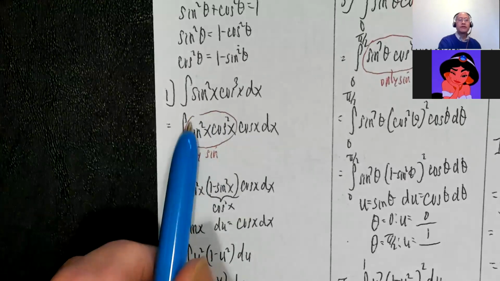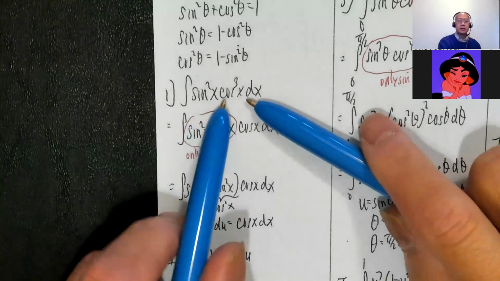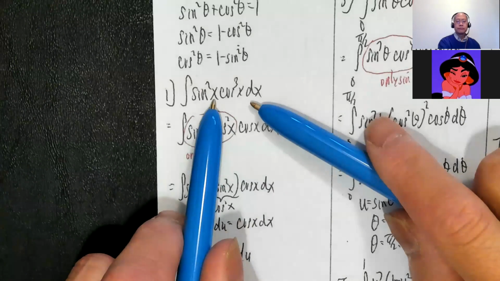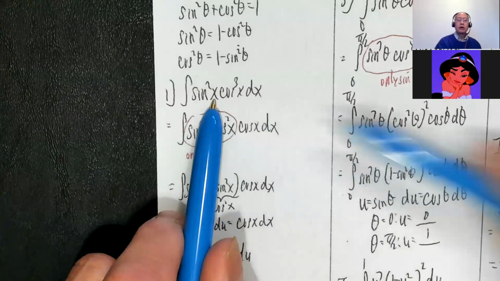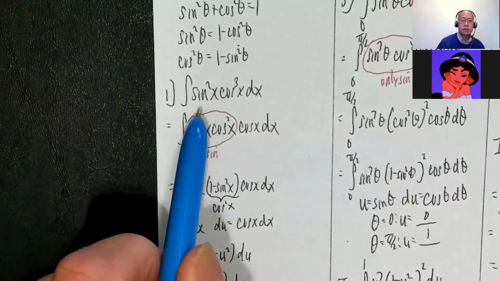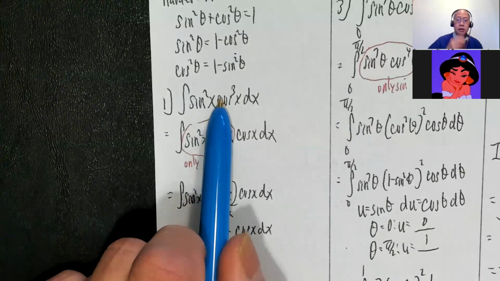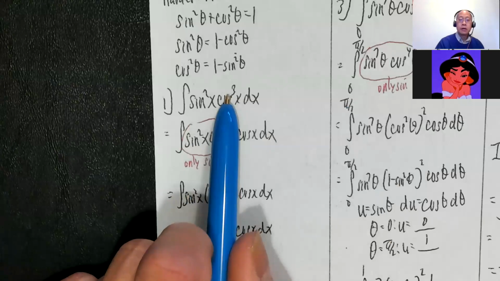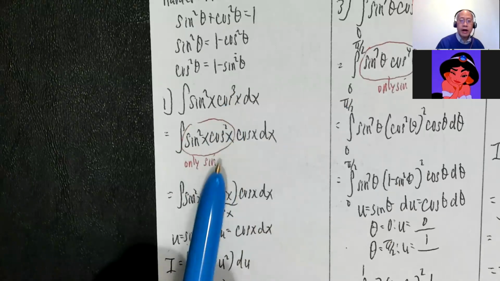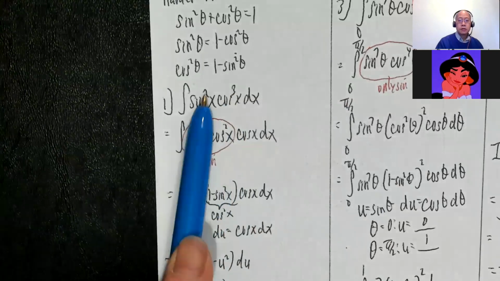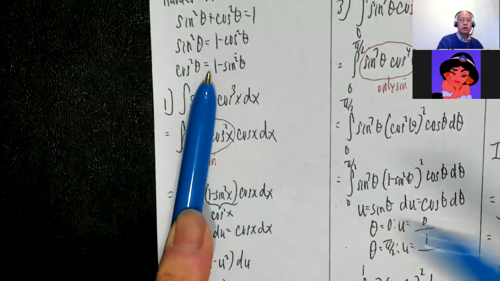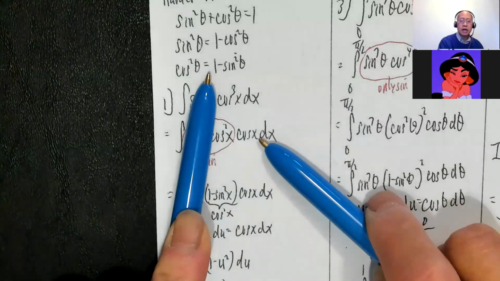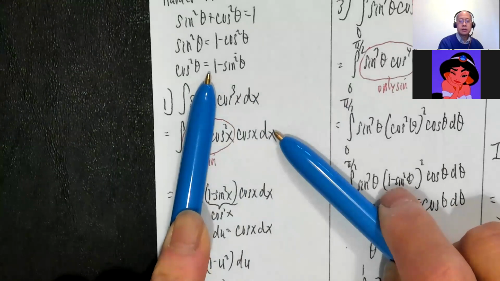So is it true that one of these is odd? Yes, I have cosine cubed. If they're both odd, that's fine also. So here's the way the game works. Whichever one of these is odd, if they're both odd, it doesn't matter, take one of the odd exponents and write it like this. Ignore the sine squared for the moment. Cosine cubed, write it as an even exponent, cosine squared times another cosine x dx.